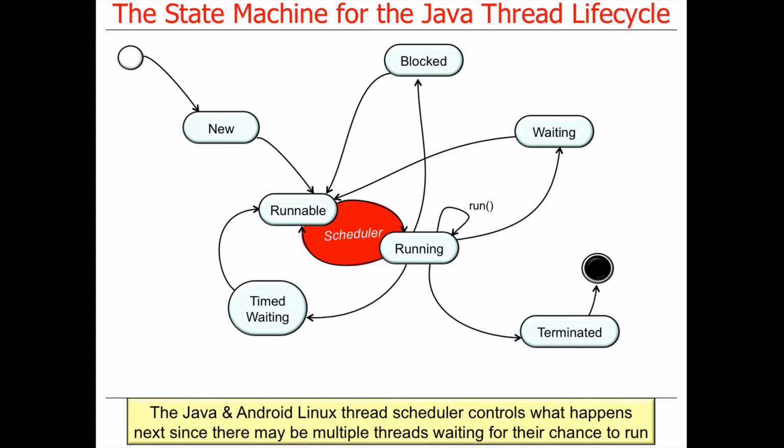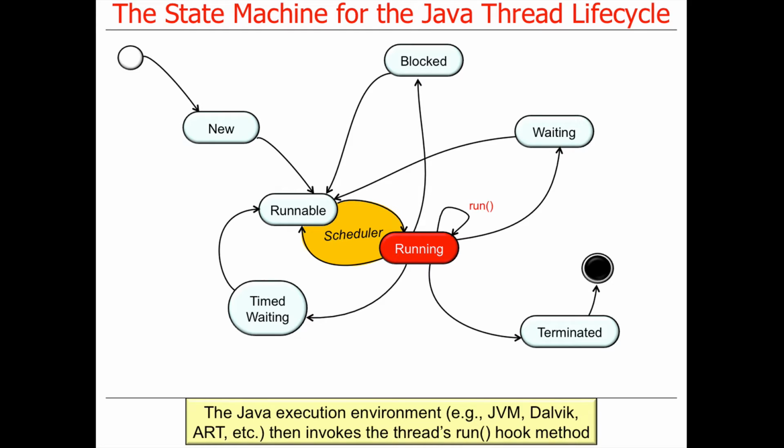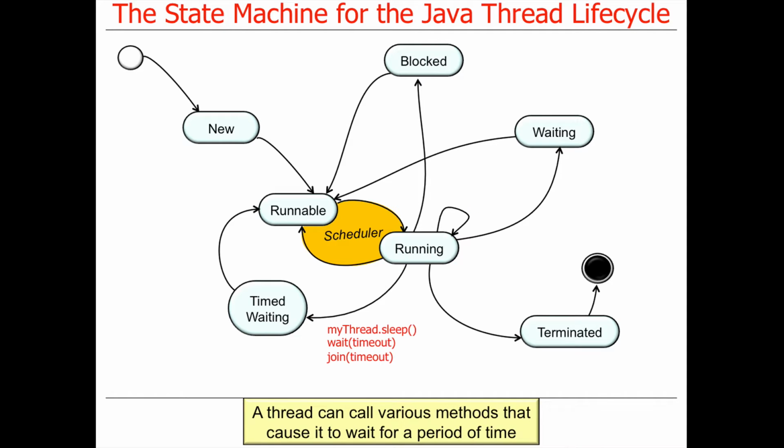So a thread, once it's started, doesn't immediately begin to run. It will actually run when the scheduler decides to select it to run. Once the scheduler selects it to run, it transitions into the running state. And then the underlying Java execution environment, the Java virtual machine, Dalvik, Art, etc., will then invoke the thread's run hook method, which is actually where the code resides that's written by an application developer.